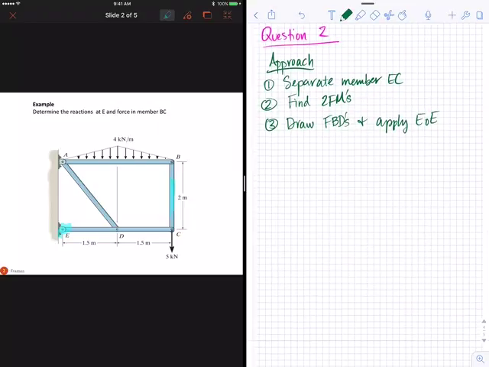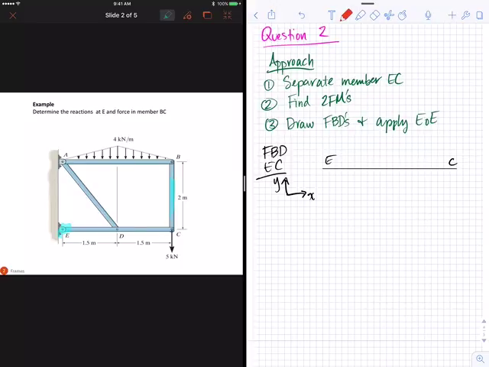and apply the equations of equilibrium. So let's start with the one that might get us everything and then see how far that gets us. So if we need to know the reactions at E and what's happening in member BC, we could do a free body diagram of member EC and see what that gives us. So we'll set up a standard coordinate system. I'll just draw a line here that represents our member EC, and then let's apply the loads.